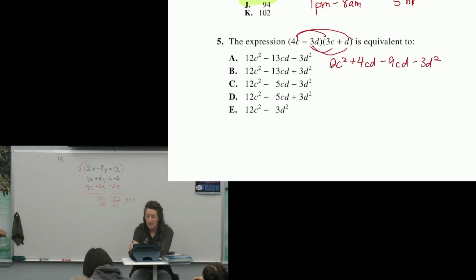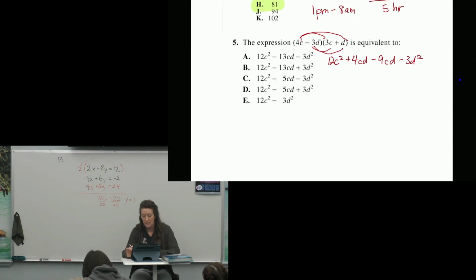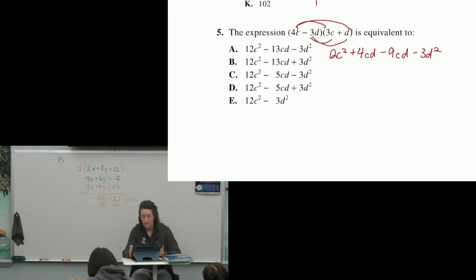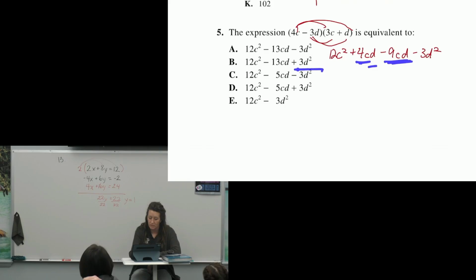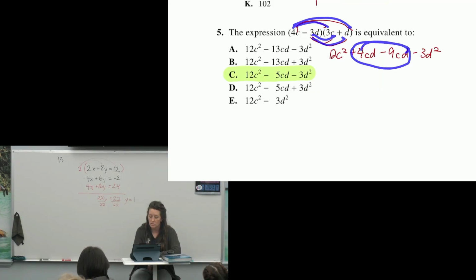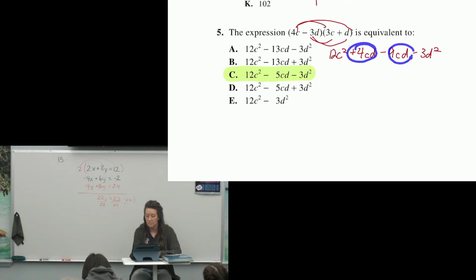So we can combine these guys, right? Because we're not seeing any of these that match up. We've got to combine these like terms. So it would be negative 5cd, that one. Very good. You remember how to do that? We FOIL, first, outside, inside, last, and combine those two to get that middle term because they have the same last name.